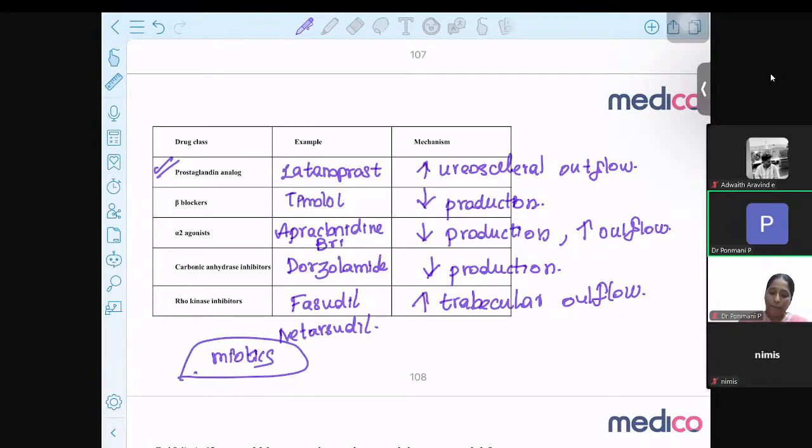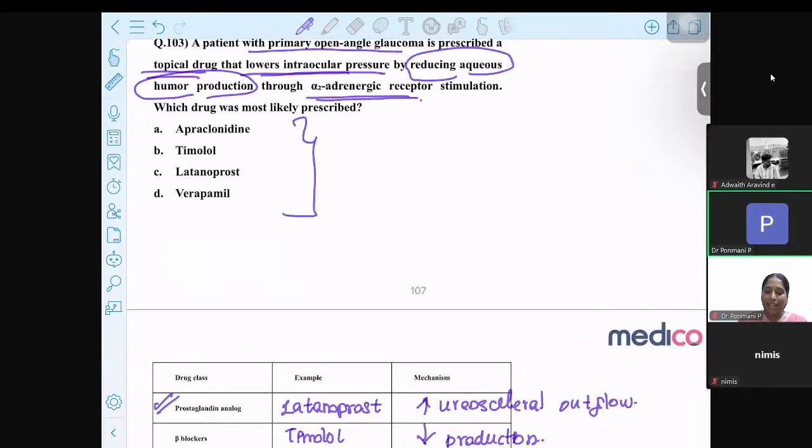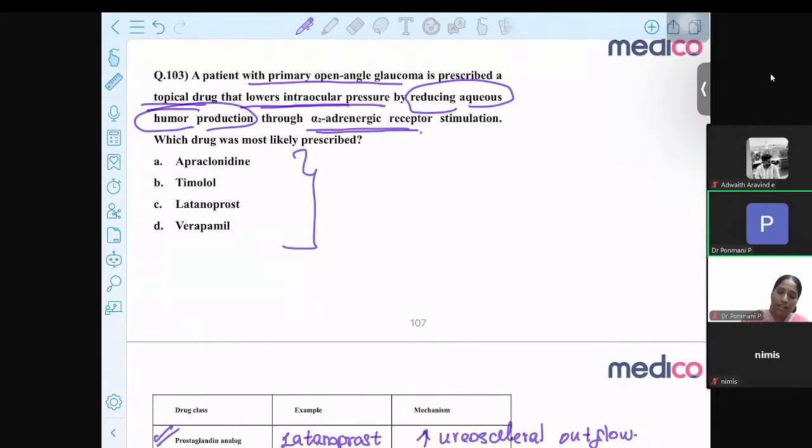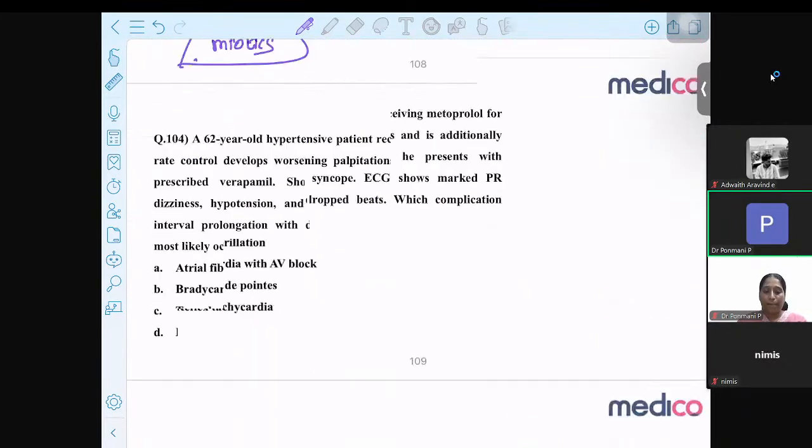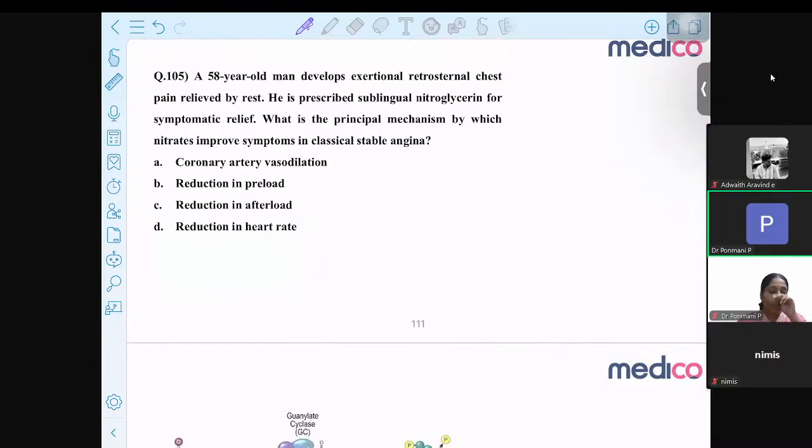Okay. So among these, which is the alpha-2 agonist which is used? It is apraclonidine and brimonidine. So the answer here is option A, which is apraclonidine. Now moving into the next question. A 58-year-old man develops exertional retrosternal chest pain which is relieved by rest, and he is prescribed sublingual nitroglycerin. By which mechanism do nitrates improve the symptoms in classic stable angina?